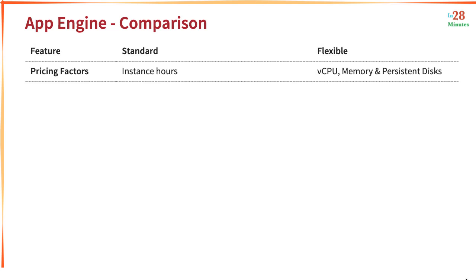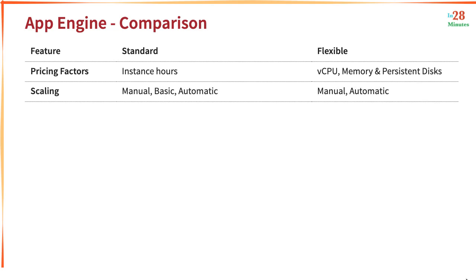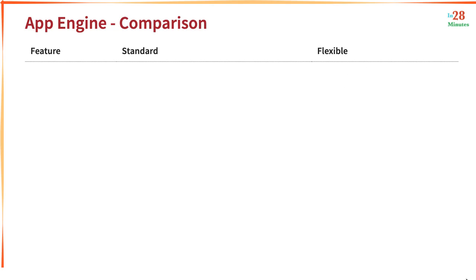Welcome back. In this step, let's quickly compare the different App Engine environments. We talked about App Engine Standard and Flexible. What are the different features that are offered by each one of them? Let's look at them right now.